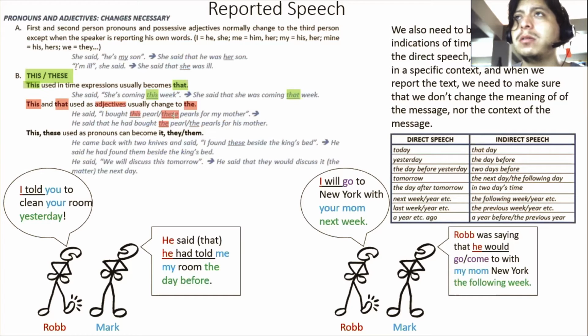I bought this pearl for my mother, he had bought the pearl for his mother. He said that he had bought the pearls, this or this, change for that. Acuérdense, cuando son adjetivos, ¿sí? Cuando son time expressions, this changes to that.